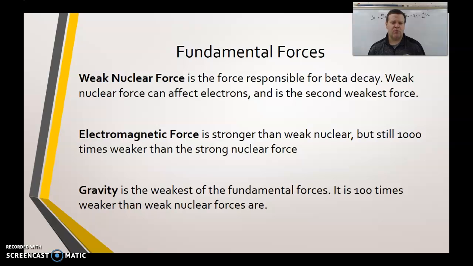It says it's 100 times weaker than the weak nuclear force, right? So in order of strength, gravity is the weakest, and then you have the weak nuclear force, then your electromagnetic force, and then your strong nuclear force. When you think about gravity, we think about it as being really strong because it holds us down, but it's actually significantly weaker than the other forces that we actually have. So just some interesting ideas there on those fundamental forces that make up the world around us.